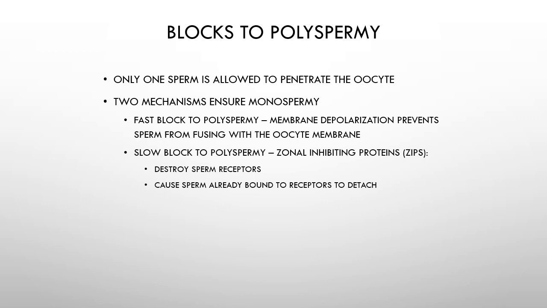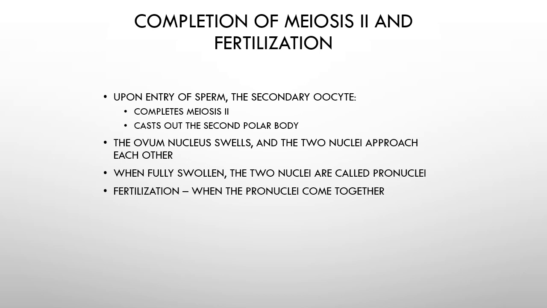The slow block is where all of those receptors on the outside of the oocyte become destroyed. It's going to break down all of those receptors so that another sperm cell doesn't have anything to bind to. If it doesn't have anything to bind to, it can't get into the cell. Once the chromosomes from the sperm are inside, the oocyte can complete meiosis II. And so now it's going to continue on through meiosis II. Once it does so, we get 2 cells. We get the last polar body, and then we get our zygote.